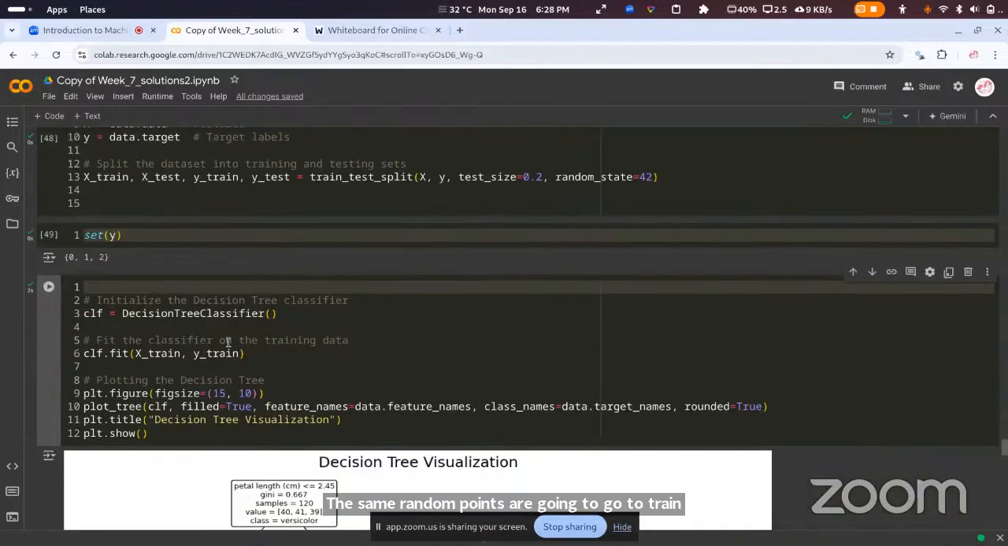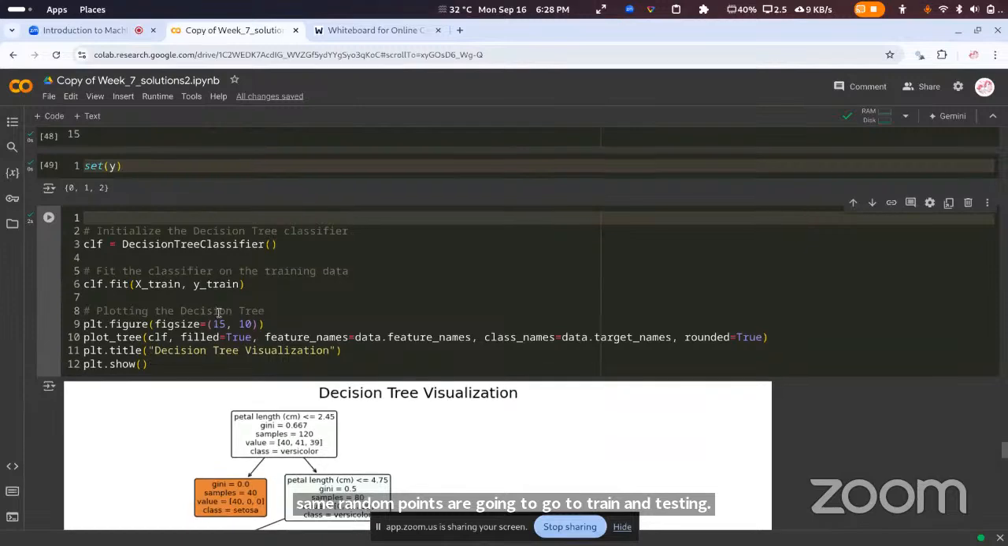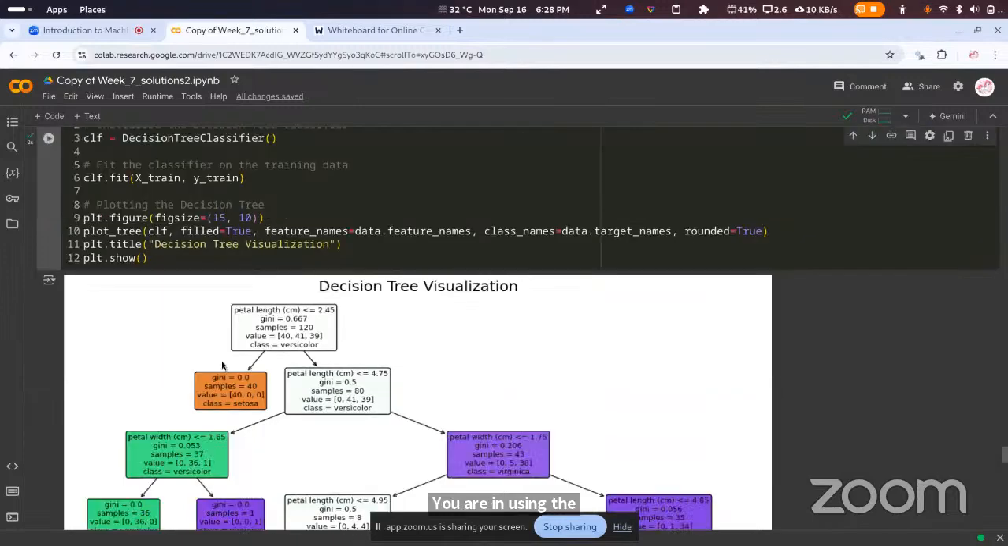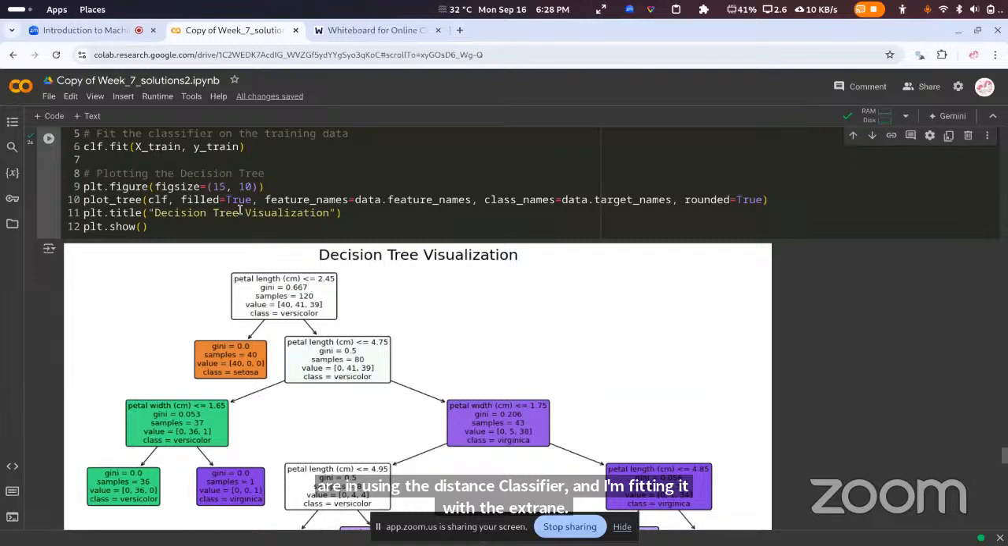Here I'm using the decision tree classifier, and I'm fitting it with the X train and y train. After fitting it, I'm plotting a tree with filled equal to true, that is, the values are going to be filled here. And I'm using the feature names, class names is data dot target names, and rounded is true.